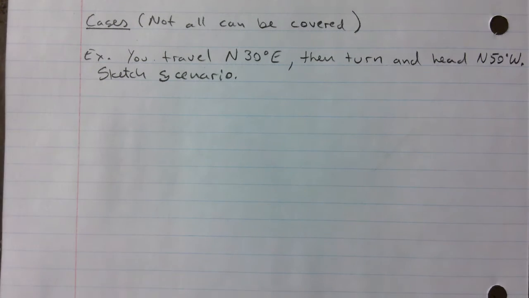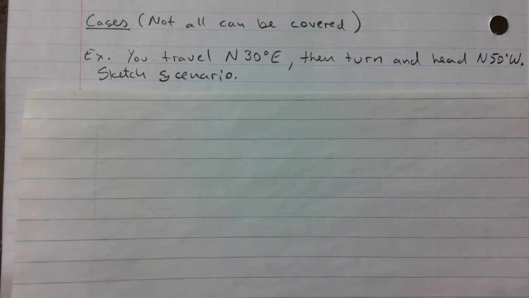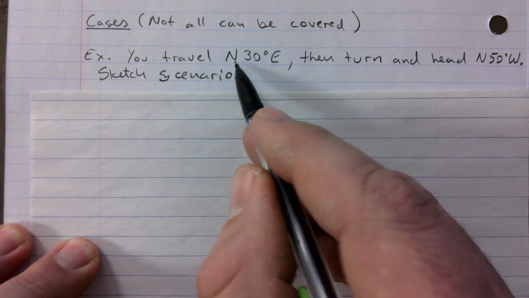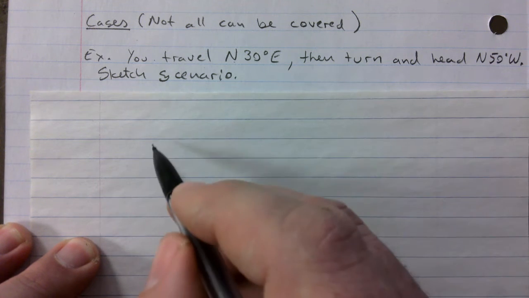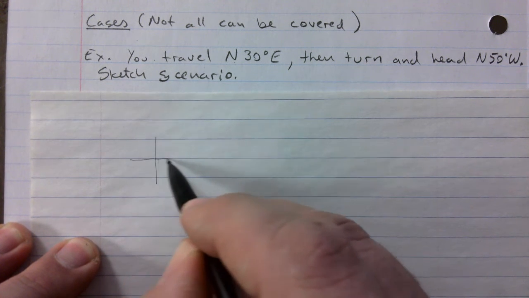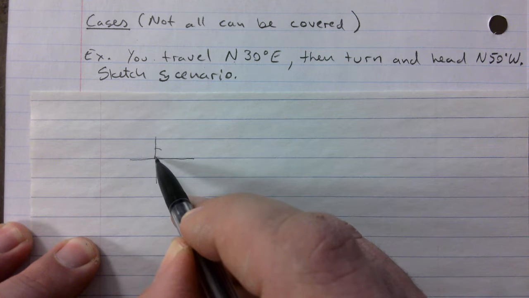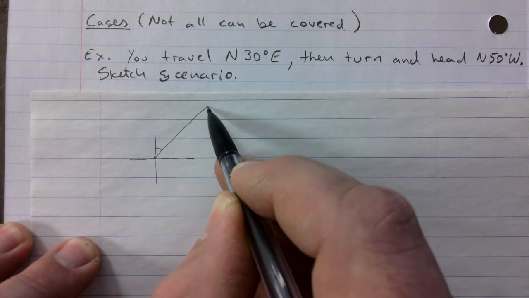So sometimes you either have a good eraser handy or a little bit of scrap paper, because you're only going to have so much room to graph, right? So let's say you're not thinking and you go north 30 degrees east. I'm going to do one of these. I know I'm going to start north and then turn 30 east. I'm going to go that way.